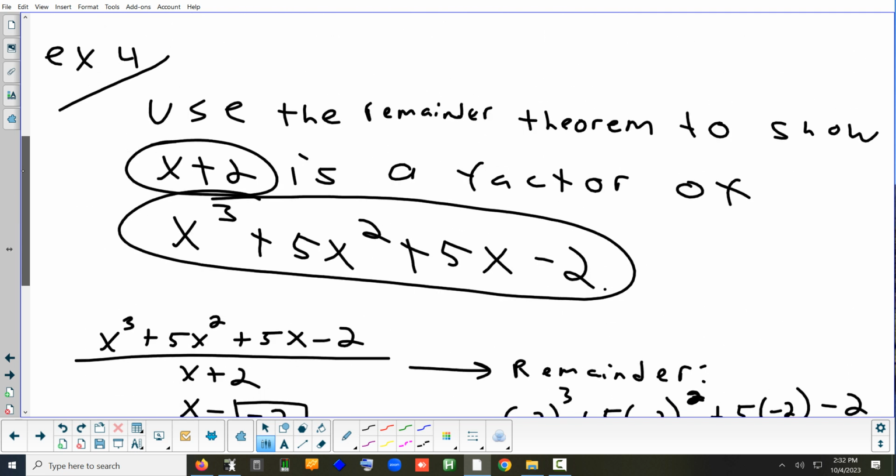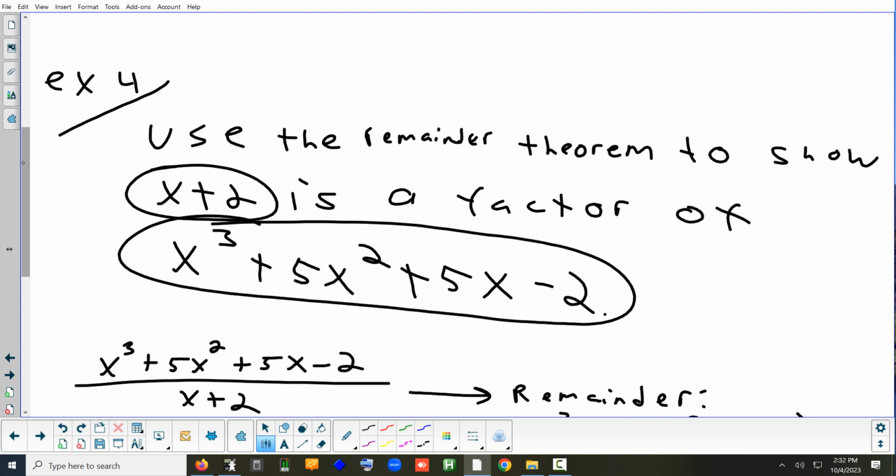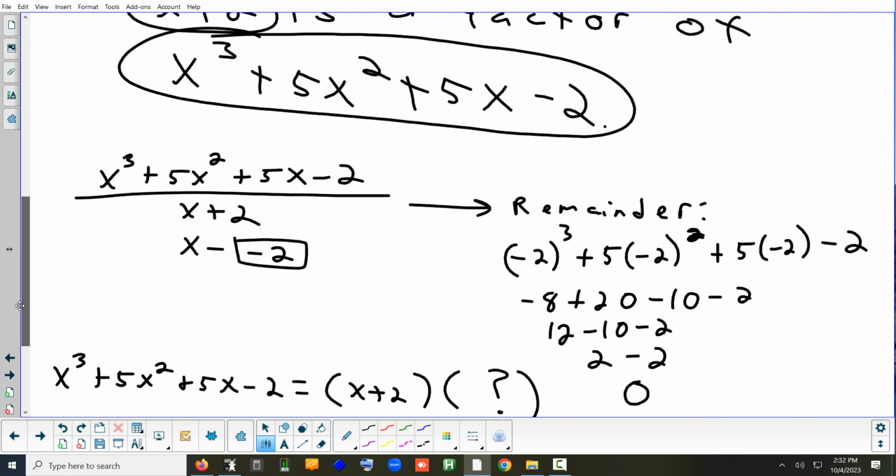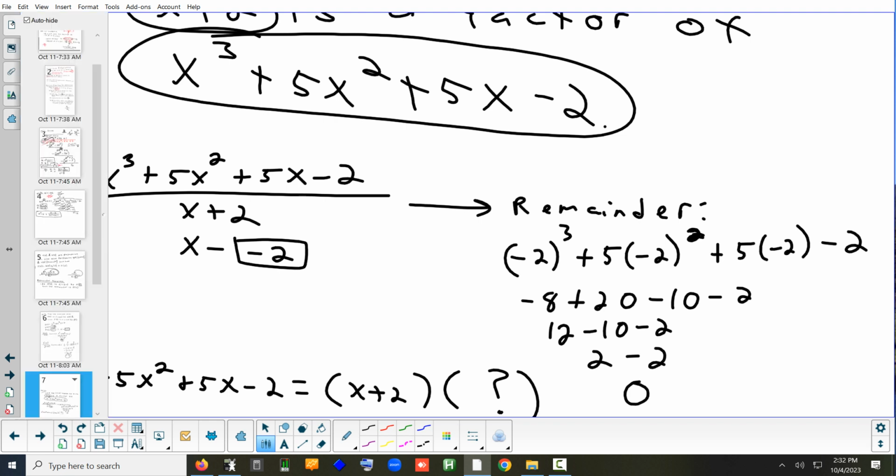Okay. So any question on how to use the remainder? It may say factor theorem. Just ignore factor theorem in the notes or in the homework page. Just do it exactly the way I just showed. Any question on that? Okay.